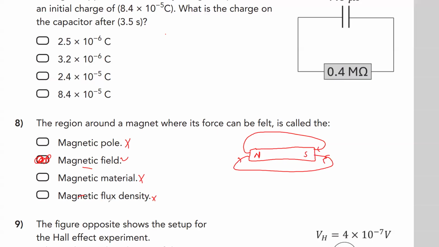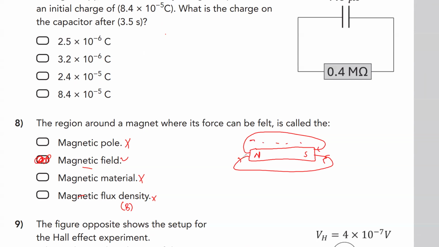Some students asked about magnetic flux density, which is also B. So what is the difference between them? Remember one thing whenever you are talking about magnetic flux density: it is the generalized magnetic field. But here we are talking about the field around the magnet.